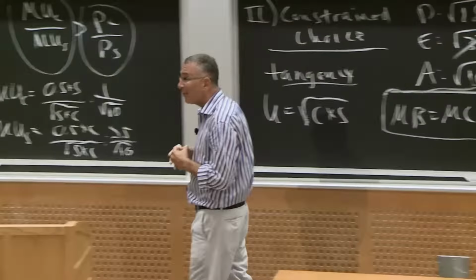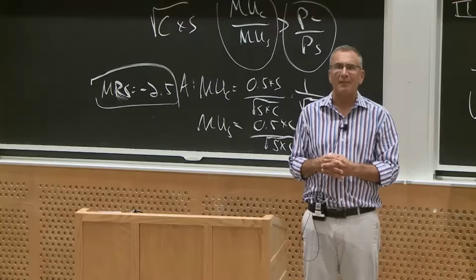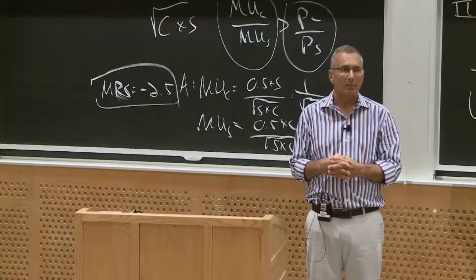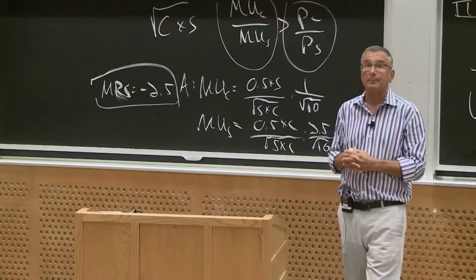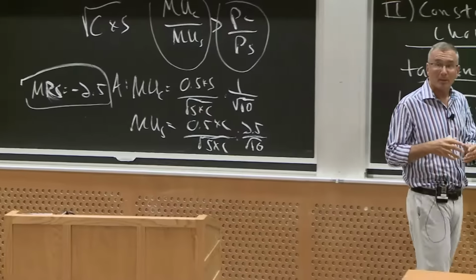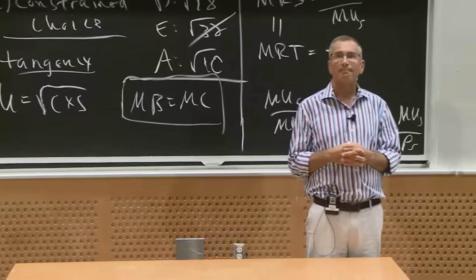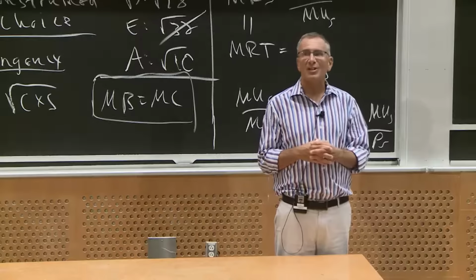So what this is saying is your preferences are such that you would be willing to give up 2.5 slices of pizza to get a cookie. But here's the question. What does the market tell you you have to give up? How many slices of pizza do you have to give up to get a cookie in the market? Someone raise their hand and tell me. Guys are so afraid of getting it wrong. You know this.